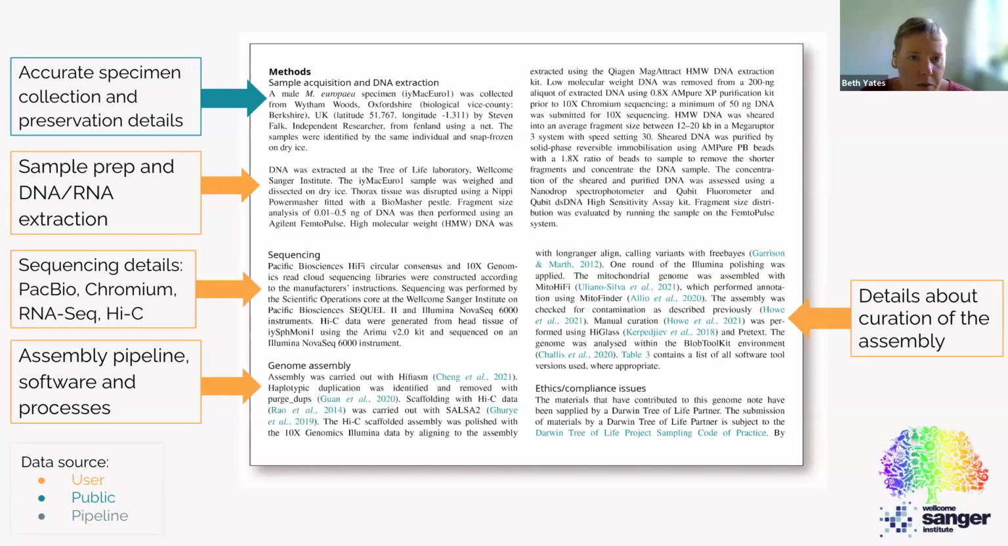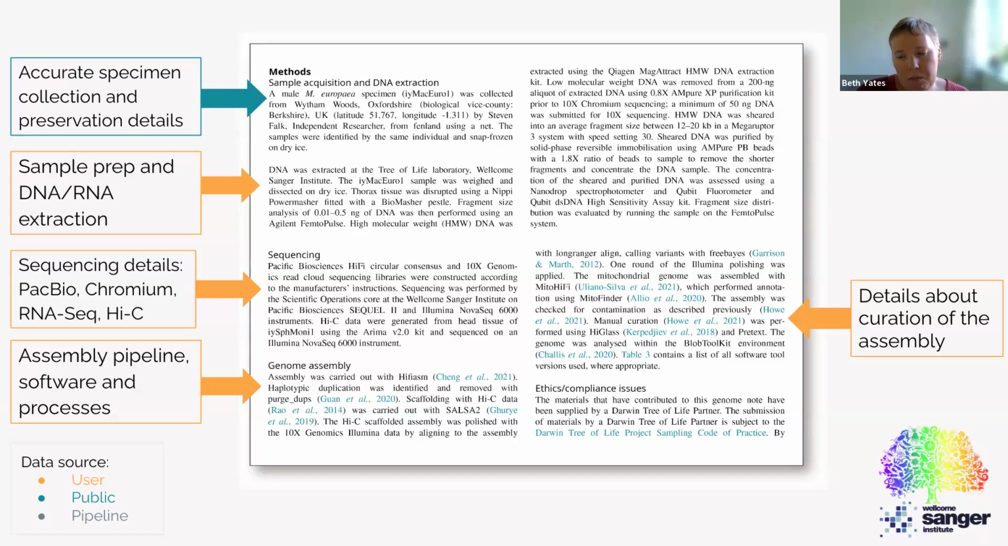We have some more detailed information about the methods used for specimen collection, sample prep, and DNA and RNA extraction. We give some information about the sequencing and the assembly pipeline software and processes that we used. And at the moment, a lot of this information is provided by the Genome Note editor, because it can be quite varied depending on the type of sample that's being processed and the genus that it belongs to. So we might use different extraction methods for plants as opposed to for a mammal.